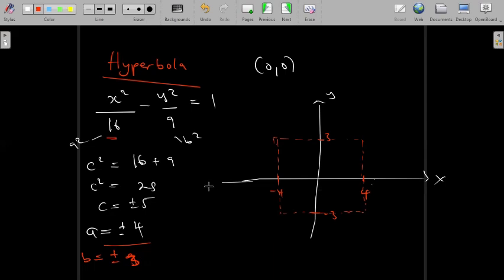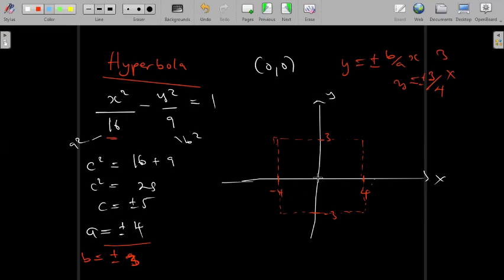Then remember that you also have to find your asymptotes, and the asymptotes in this case are given by y equal to plus minus b over a x. So your b is 3, so this will be y equal to 3 over your a, which is 4, then x, plus minus. So this is our asymptote. And our asymptotes will pass through the center because it is centered at 0, 0, which is the origin in this case.